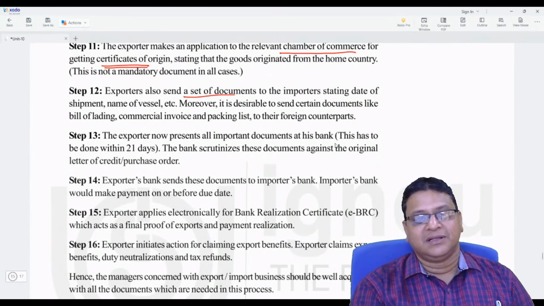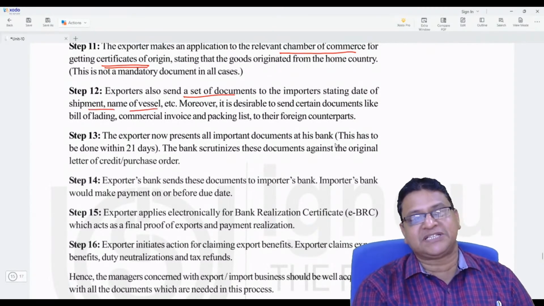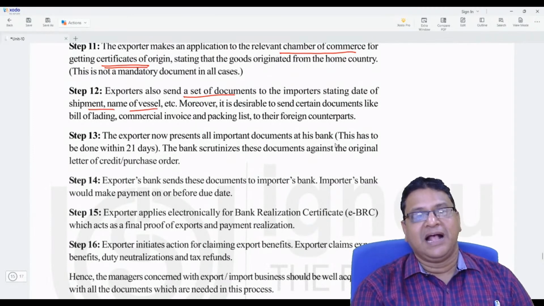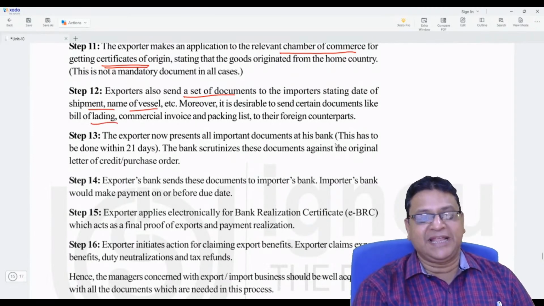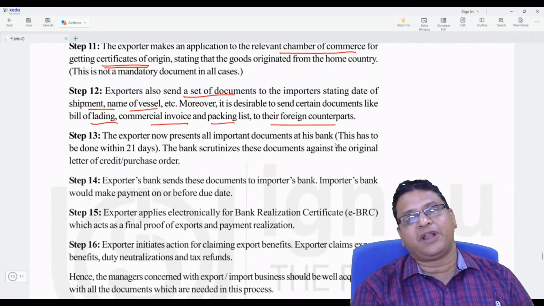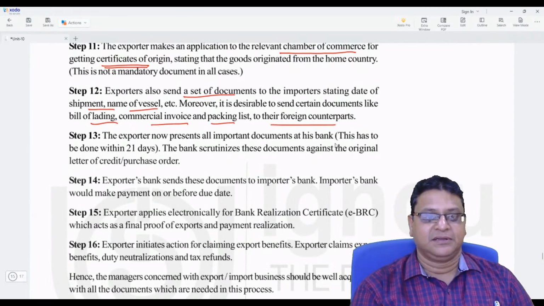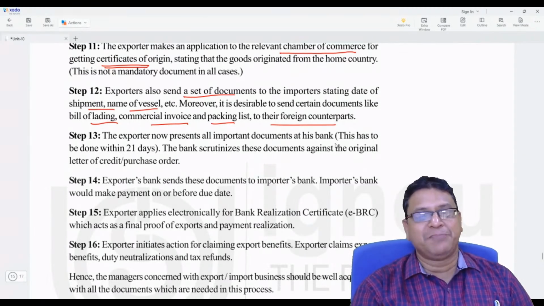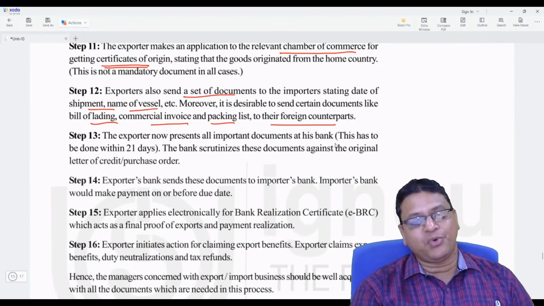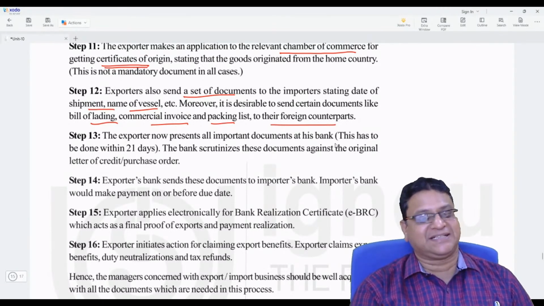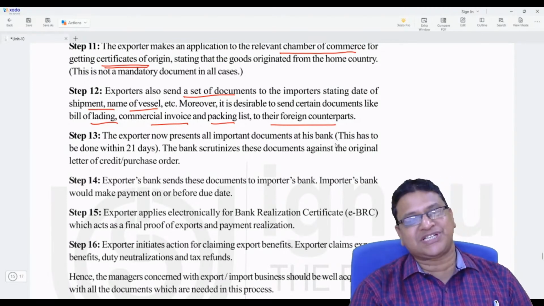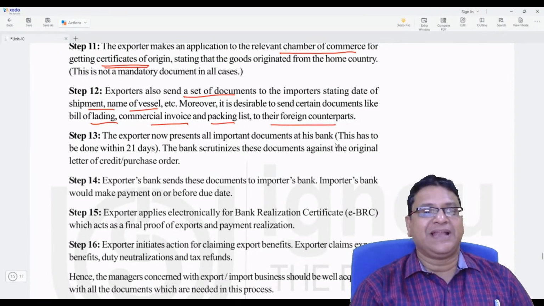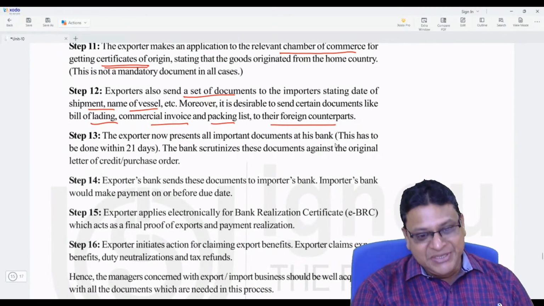Next, all these documents you arranged, you send to the importer along with the shipment, name of vessel, etc., by showing the bill of lading, invoice, and packing list to the foreign party. Sometimes the payment is made between importer and exporter with the help of banks. In this case, you do not send the documents directly to the importer. Rather, you send these to the importer's bank through your bank.